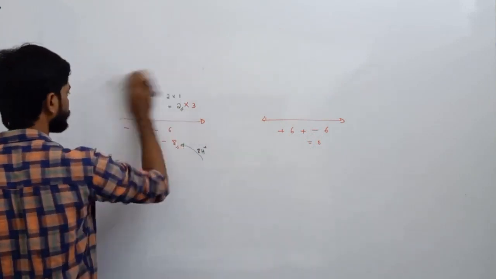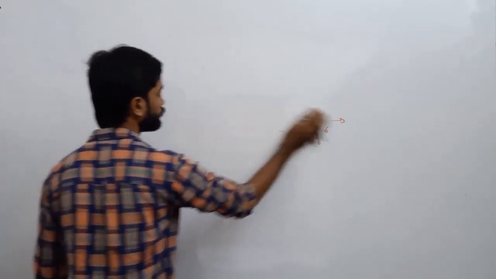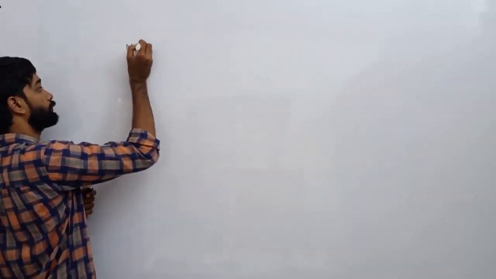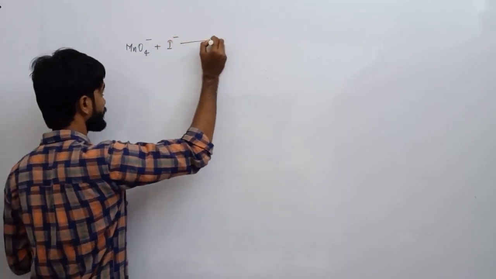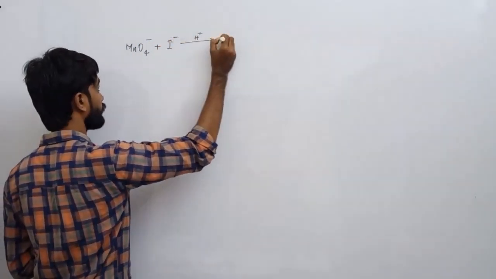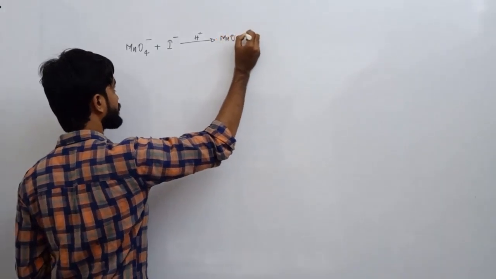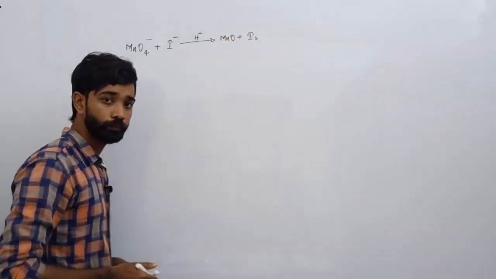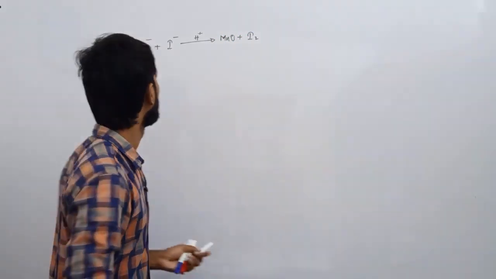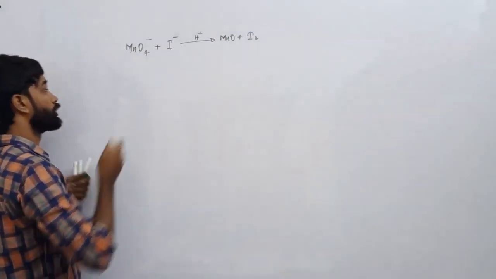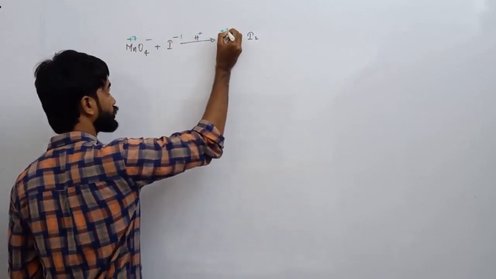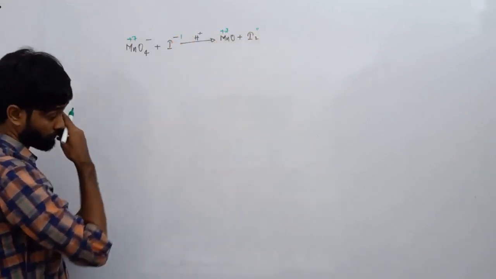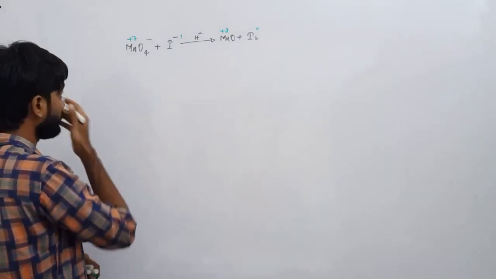Moving to one more case: the action of permanganate with iodide in acidic medium. So MnO4 minus becomes Mn2+, and iodide becomes iodine, I2. What about the first step? Check the oxidation states: plus 7, minus 1, plus 2, 0. So the change in oxidation state is for manganese and iodine.